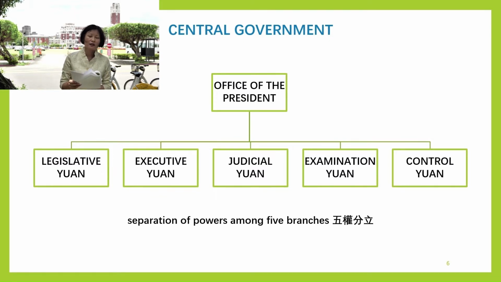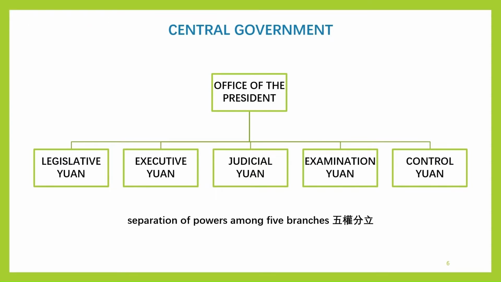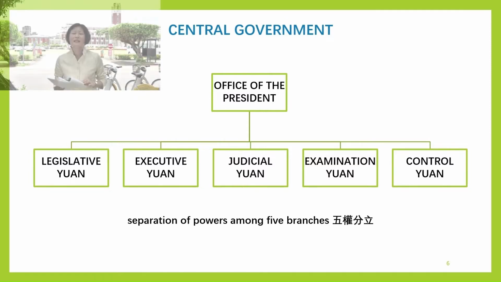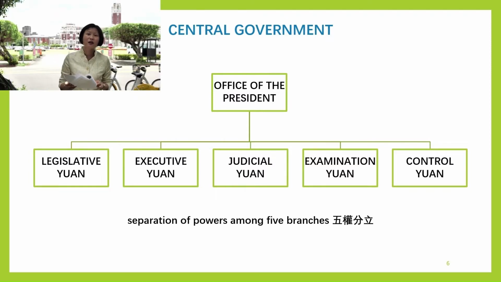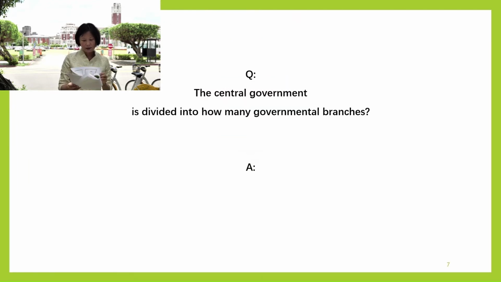And this is very special in Taiwan, that we have two more branches, namely the examination and control yuan. So examination, what kind of examination are we talking about? Well, this is the exam for the government officials. So if you want to become a government official, you have to take an exam, and this exam is administered by the examination yuan. And the control yuan, what does the control yuan control? The answer is they control the executive, the public officers. And we'll talk more about that next time.